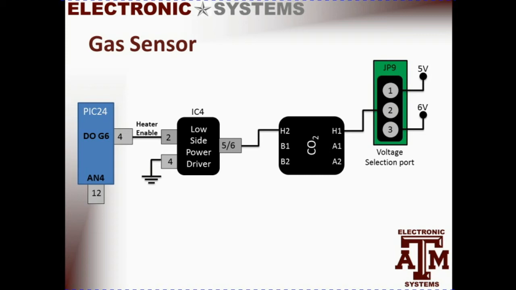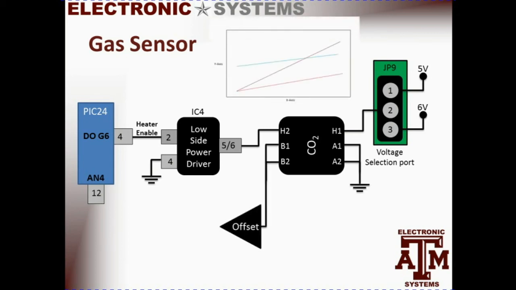The CO2 sensor produces an output voltage relative to the amount of CO2 in the environment, which is the blue line you see here in the graph. It then runs the signal through an offset, which is the red line in the graph. And after that, goes through a gain, which then allows an analog signal from 0 to 3.3 volts to be produced and sent to the microcontroller.